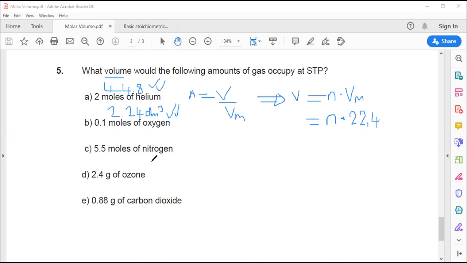Next one, I've got 5,5 moles. It's going to be 5,5 multiplied by 22,4. What's the answer? 123,2 cubic decimeters. 2 marks for this.